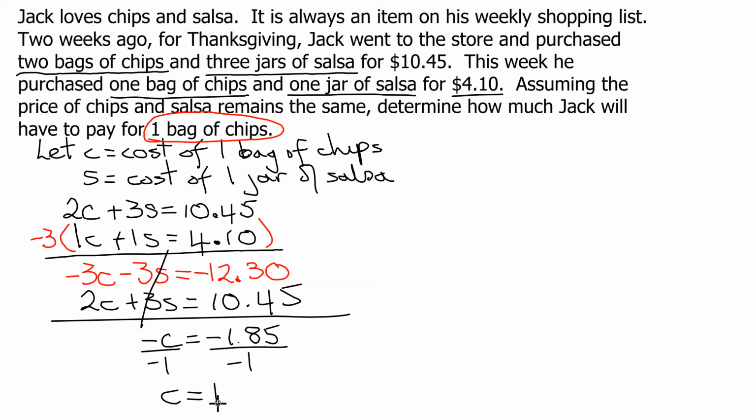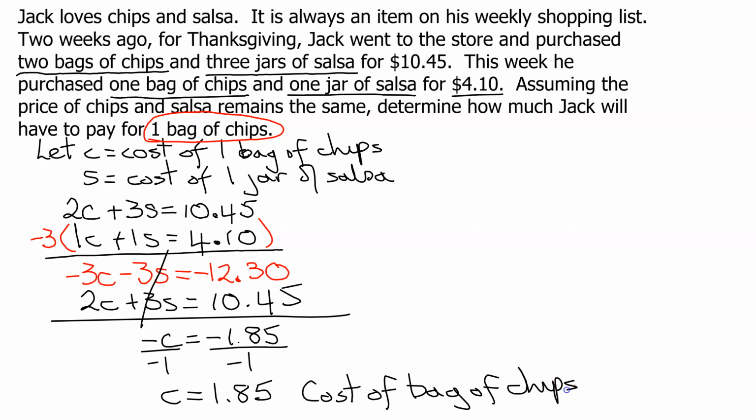And so now all I have to do is divide or multiply both sides by -1, and you get C equals 1.85. So from that we know the cost of a bag of chips is $1.85. So I have answered the question that they asked up here.